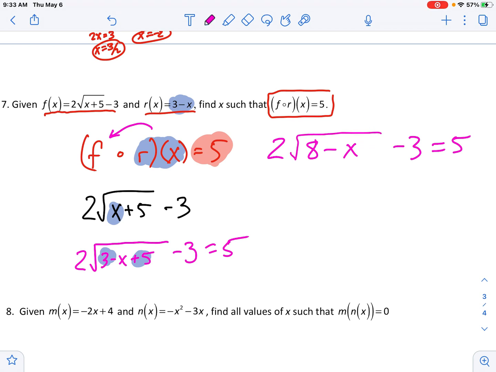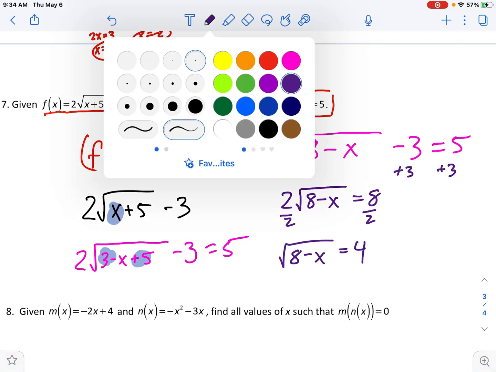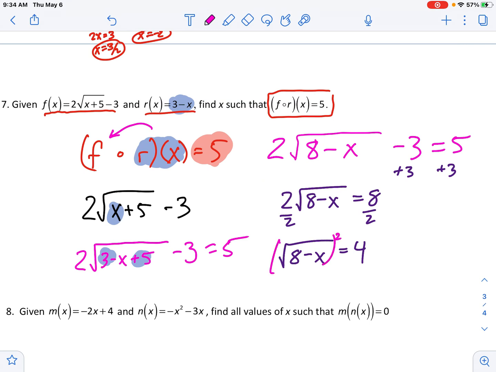All right, so how do we solve for x? What we do first is move the 3 over. You want to get the square root by itself, but you have to move everything else first. 2 square root of 8 minus x equals 8. Then you divide by 2. You get the square root of 8 minus x equals 4. How do you get rid of a square root? You square both sides. You get 8 minus x equals 16. You subtract 8 from both sides, you get negative x equals 8. Divide by negative 1 on both sides, you get x equals negative 8.